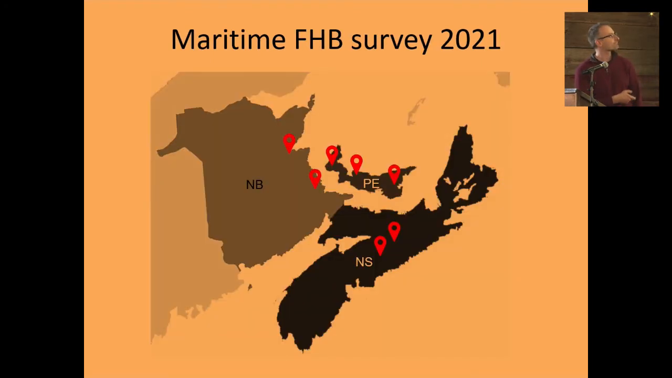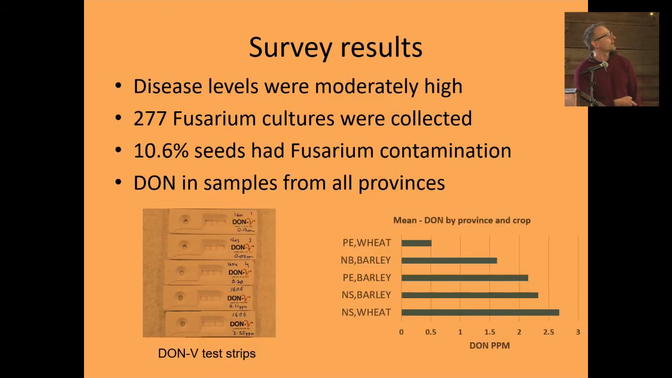So the on-farm agronomy fields are approximately in these locations. I don't have the exact GPS site locations, but that's approximately where the field sites were. And for the survey results, well, disease levels were overall moderately high this year. I say moderately high because we didn't see large amounts of Fusarium in every sample, but we did see large amounts of Fusarium in a bunch of samples from all across the region.